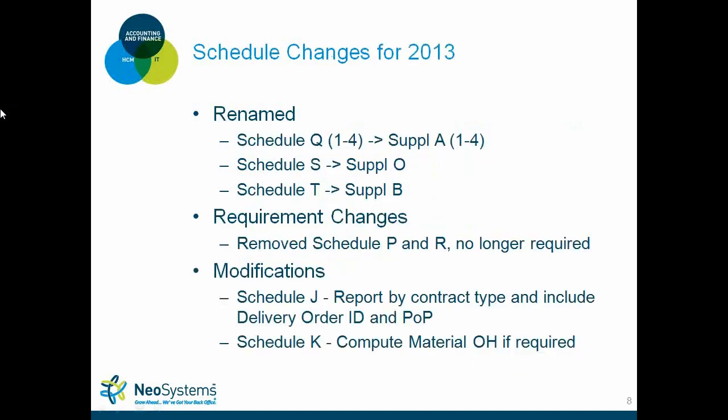Moving into, still talking about DCAA and the ICE model. These are the changes that we talked about. Mark touched on that a little bit through the initial slides, and the most recent release was back in June 2012. So there's been some changes to that, and some of those changes include, for example, the Schedule Q, which is comparative analysis. They've now been renamed to Supplemental A's, 1 through 4. So make sure you have the right names.